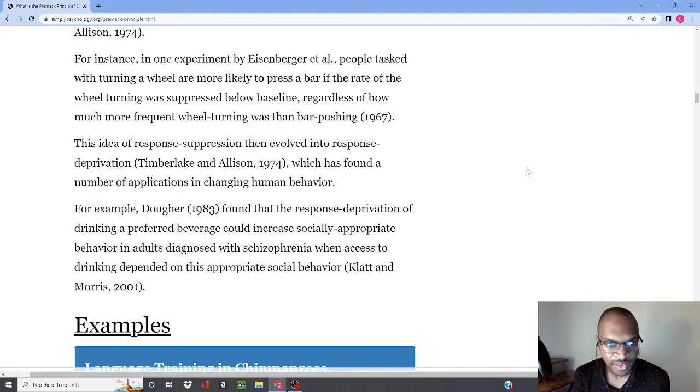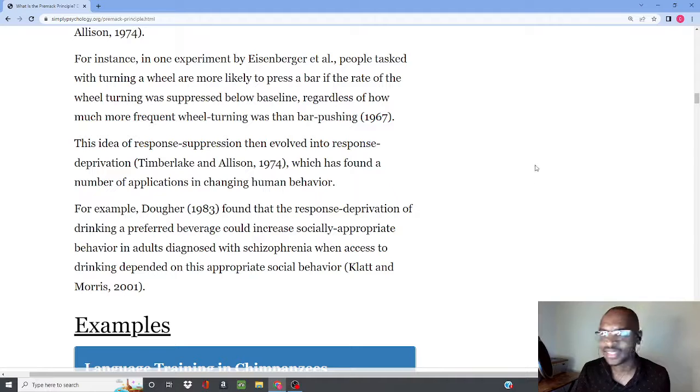This idea of response suppression then evolved into response deprivation, which has found a number of applications in changing behavior. For example, Doerr found that the response deprivation of drinking a preferred beverage could increase socially appropriate behaviors in adults diagnosed with schizophrenia when access to drinking depended on the appropriate social behavior.